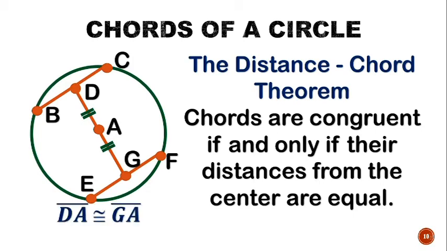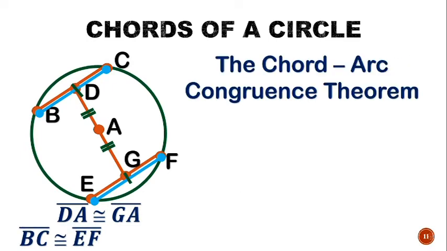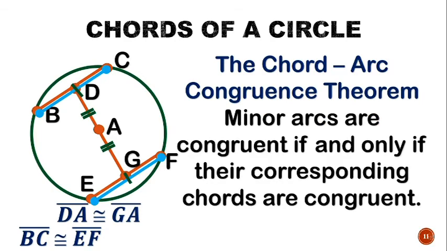So, if segment DA is congruent with segment GA, then, alright, the chords will have to have the same length. So, segment BC is also congruent with segment EF. Another is, so na-establish natin na parehas yung distance nila from the center. Meron pang isang magiging parehas, the chord arc congruence theorem.